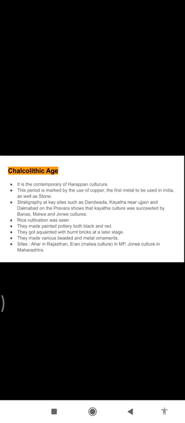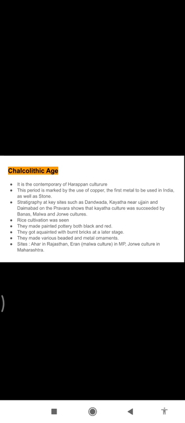Next we will discuss the period which comes after the Neolithic period, that is the Chalcolithic period. The Chalcolithic period, which is also known as the Metal Age, is a contemporary of Harappan culture. It is a mixture of stone and copper phase. Key sites such as Dangwada, Kayatha near Ujjain, and Daimabad on the Pravara show that Kayatha culture was succeeded by the Banas, Malwa and Jorwe cultures. So the famous cultures of the Chalcolithic period were Kayatha, Banas, Malwa, Jorwe. We will discuss that.